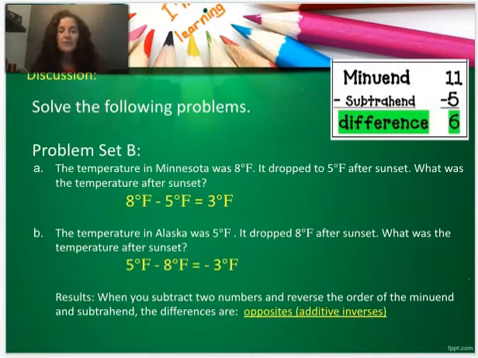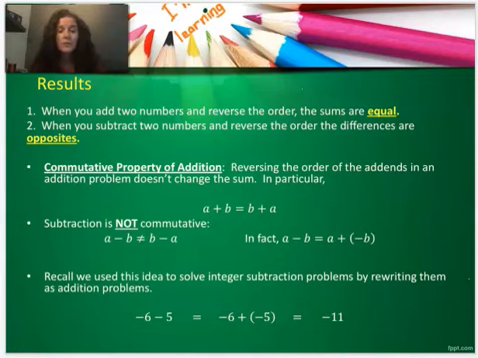All right, so our results that we figured out when we looked at those examples are when you add two numbers and reverse the order, the sums are equal. But when you subtract two numbers and you reverse the order, the differences are opposites. That is that there is a commutative property of addition, so you can reverse the order of the addends in an addition problem and it doesn't change the sum. And specifically, if we were talking in general, we would say A plus B equals B plus A.